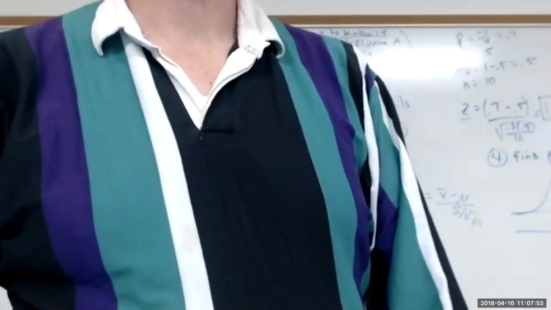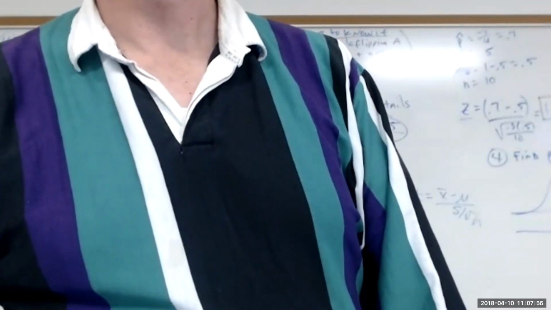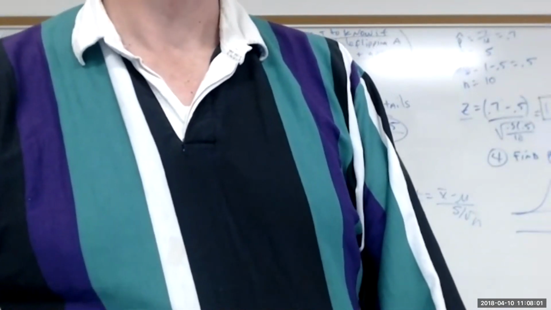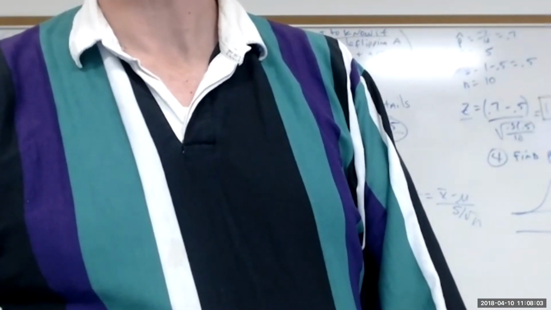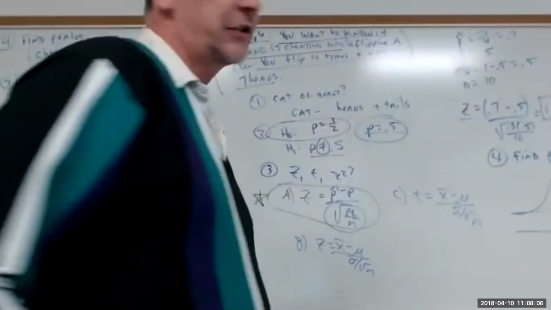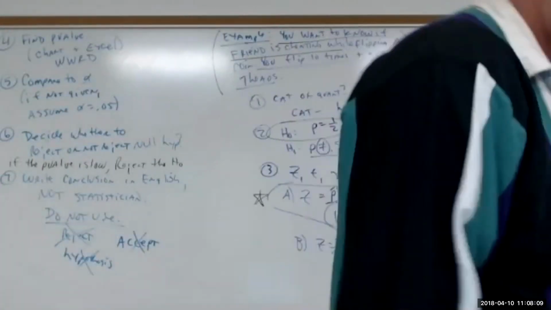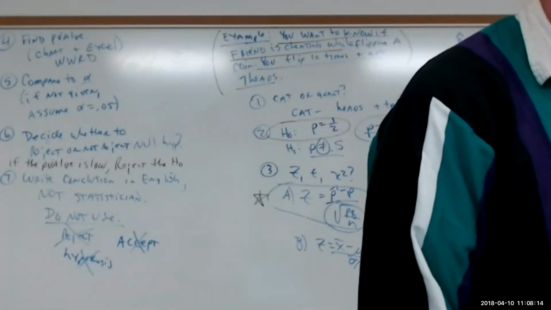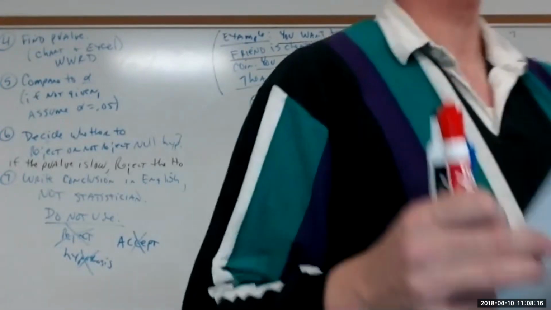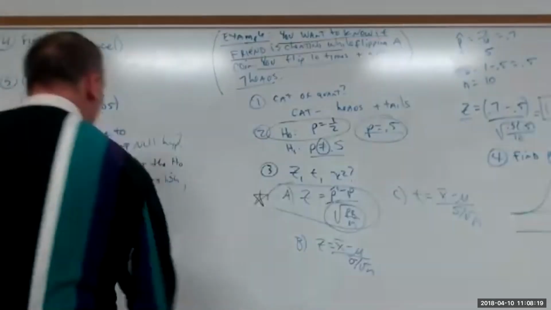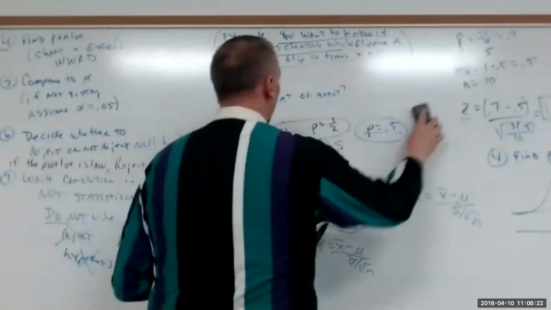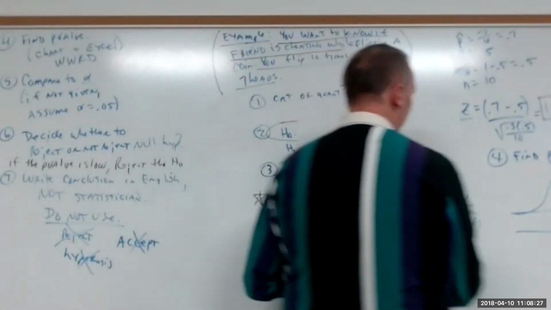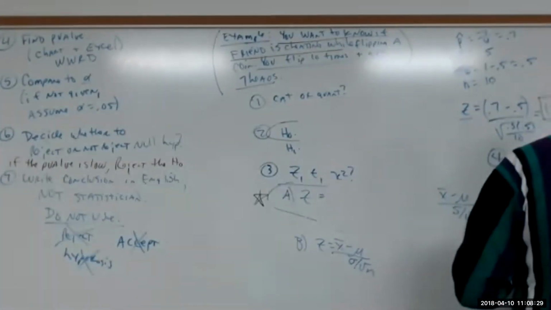So now that you've seen this done once, we're going to do another one where the P does not equal 0.5. And we're going to do it fast because we've only got 7 minutes left. So here's the example. And I'm going to try to keep your homework fairly easy on this.